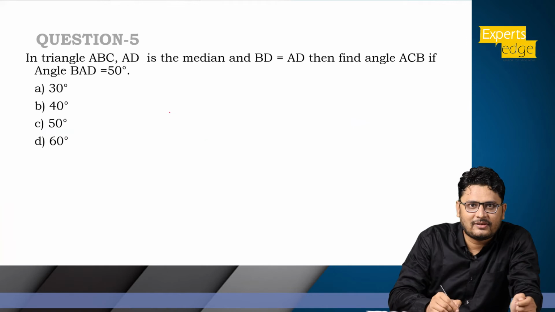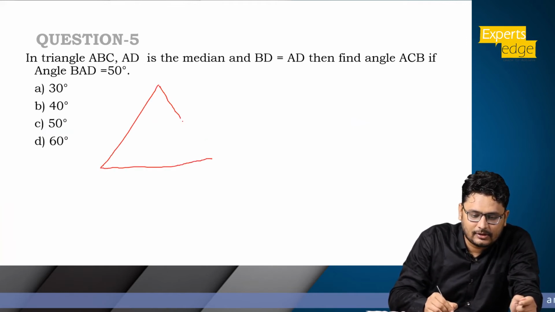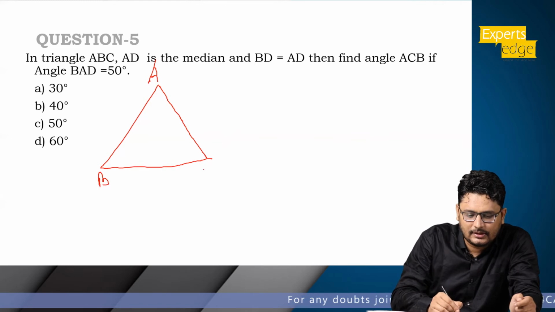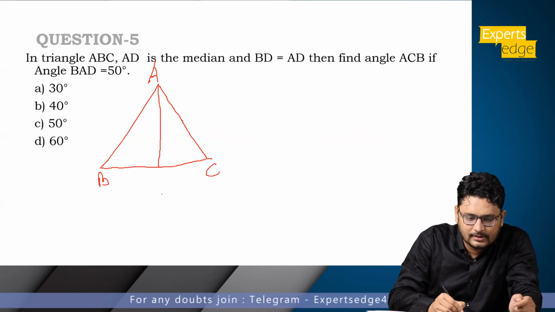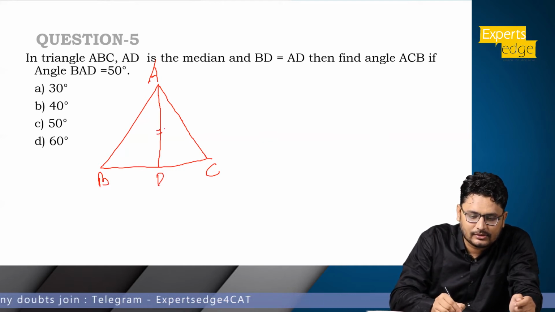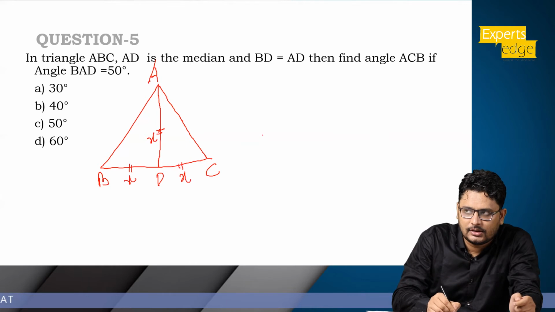Okay, let's say question number 5. What does it say? एक triangle है ABC. Just let me quickly draw a diagram. A, B and C. AD is a median such that AD is equal to BD. तो अगर मेरा AD x होगा, so BD भी x होगा. Because AD is a median, तो CD भी x होगा. Then find angle ACB if angle BAD he has given. This angle is 50 degrees.